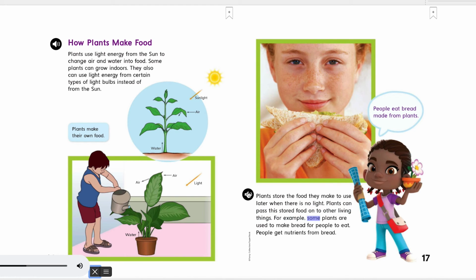For example, some plants are used to make bread for people to eat. People get nutrients from bread. People eat bread made from plants. So here they've talked about what light energy or what light is used for in plants. Light is used by the plant to make food. Right? So plants use light energy from the sun to change air and water into food.